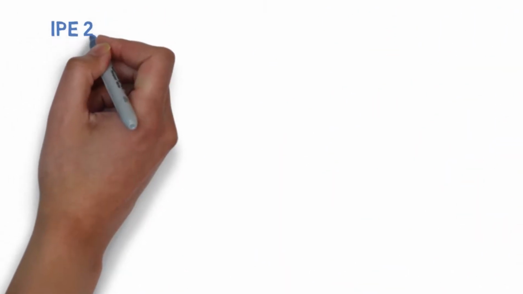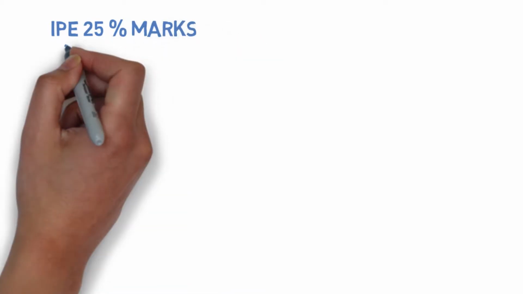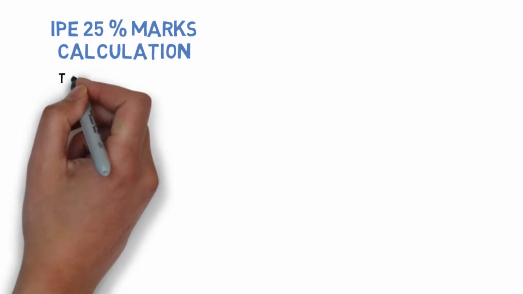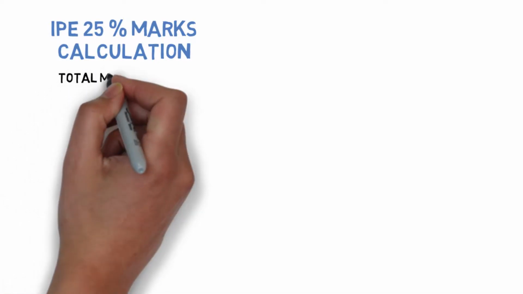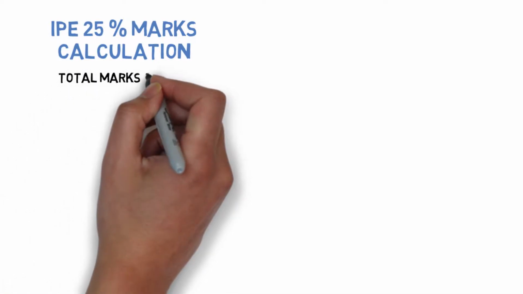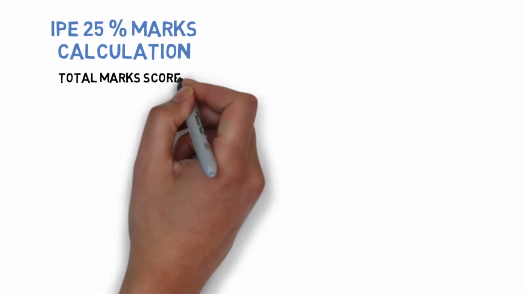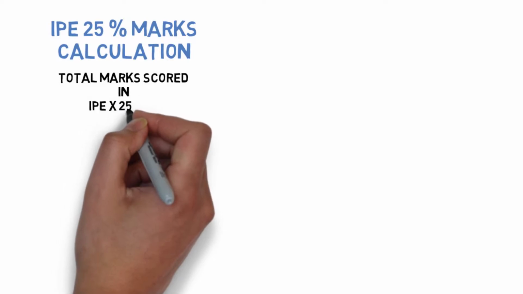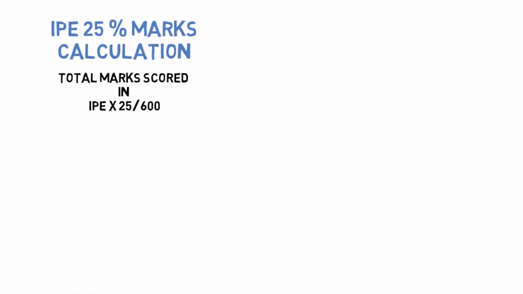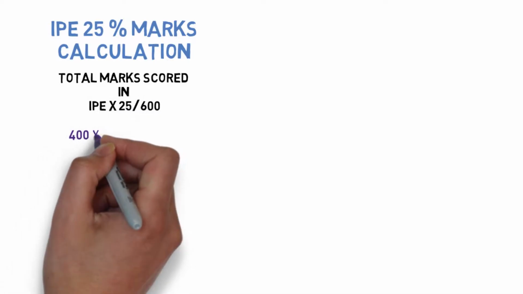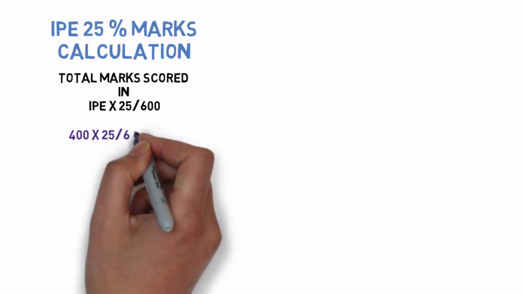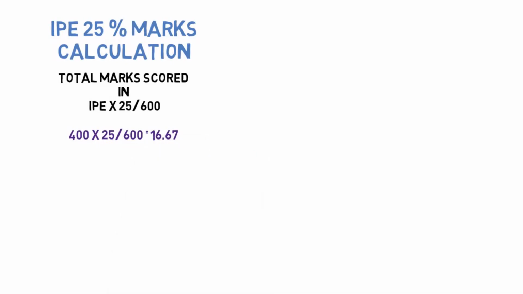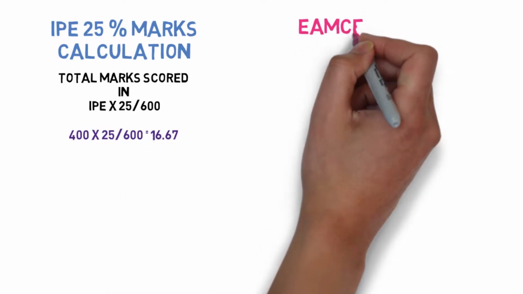Let us see the IPE 25% marks calculation. Most of the students have a doubt about how to calculate the 25% marks of an IPE to get a good mark in EAMCET. For example, the total marks scored in an IPE are multiplied by 25 and divided by 600. For example, a student has secured 400 marks out of 600, that is multiplied by 25 and divided by 600, which equals 16.67. This is a brief explanation of the 25% marks of an IPE.